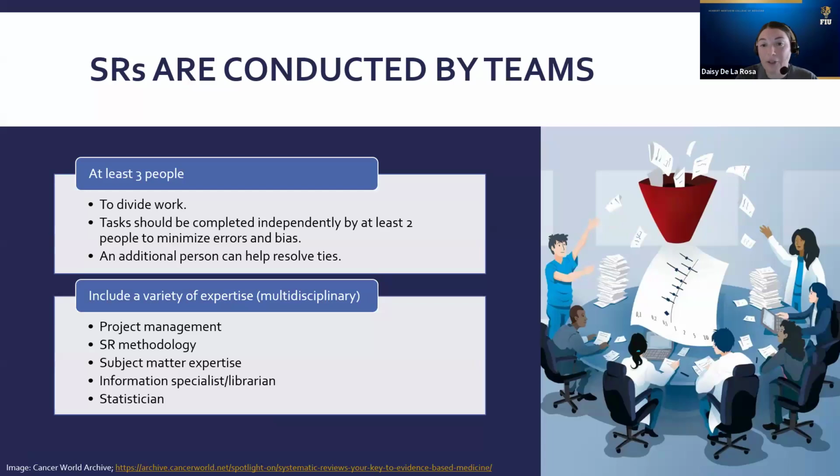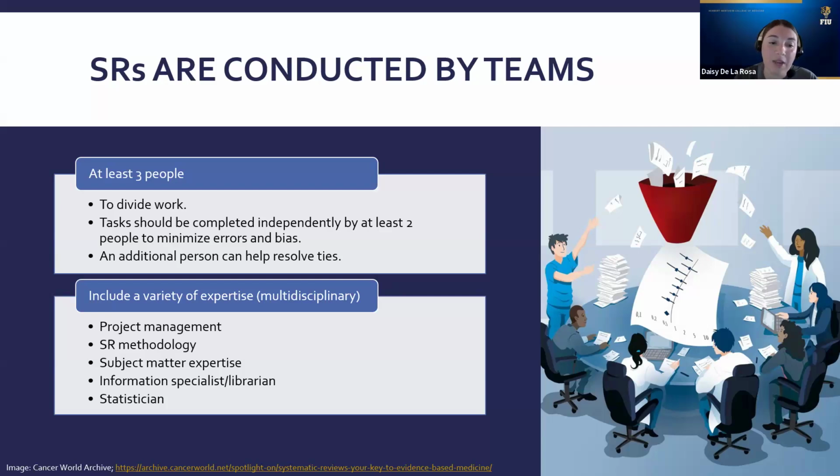So we talked about the research question, which is the first thing you should consider. But the other thing is, do you have a team of people? Systematic reviews are not conducted by individuals. They're conducted by teams. You should have at least 3 people to help you not only divide the work, but that task should be completed independently by at least 2 people to help minimize errors and bias. And then an additional person can help resolve any conflicts or ties.